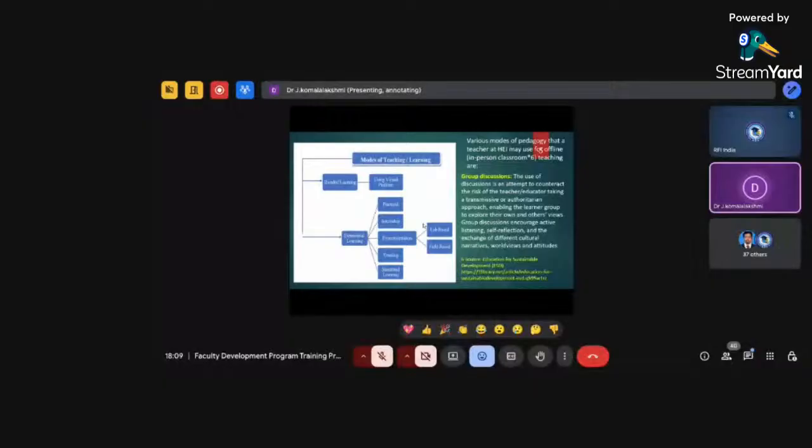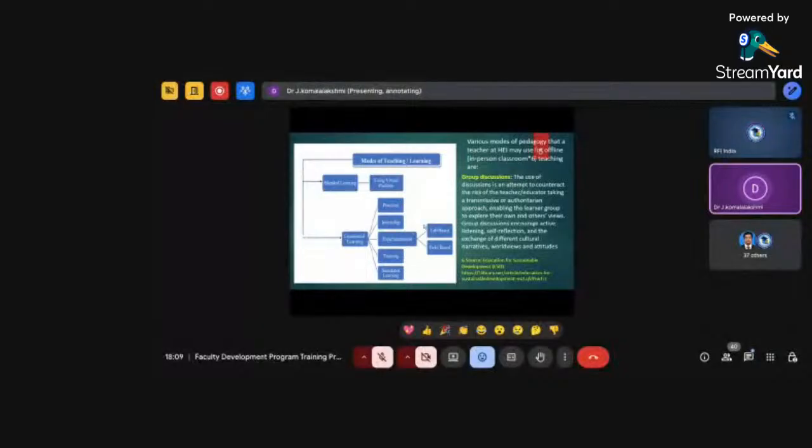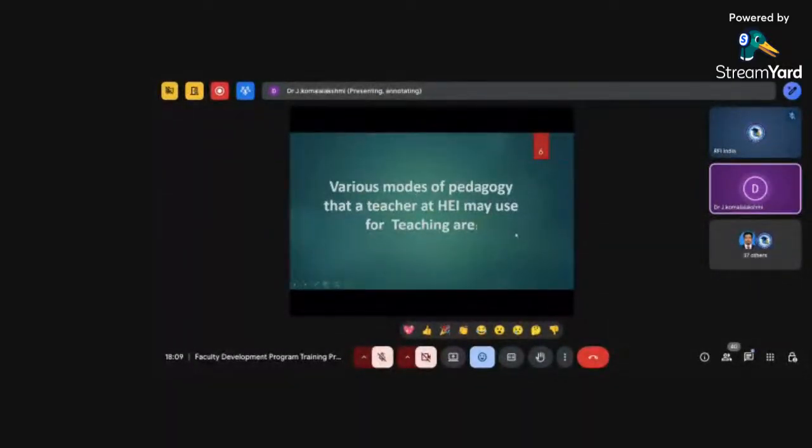So in blended learning, we will be using both combined together. And the experiential mode we will be using for internship, industrial visit, lab exams, training, simulated training, and field-based training. So these are all the various modes of teaching and learning.